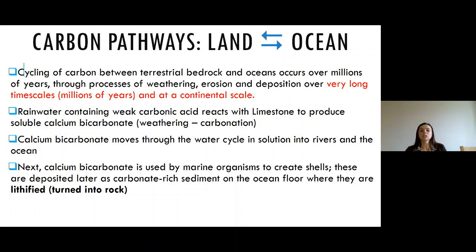Okay, so I'm just going to recap that. For example, on land we've got weathering occurring, where limestone reacts with minerals in rainwater, and that causes carbonation, which is a type of chemical weathering. This releases carbon into, let's say, rivers, which would eventually reach the oceans, and then that carbon will be used in creating shells. And when those marine organisms die, shells sink to the bottom of the seafloor, they get compacted, lithified, which is turning into rock. Okay?